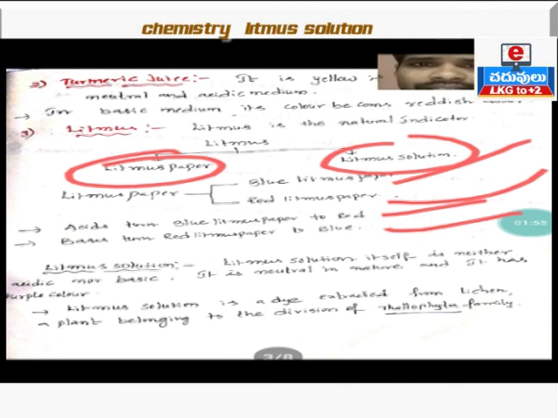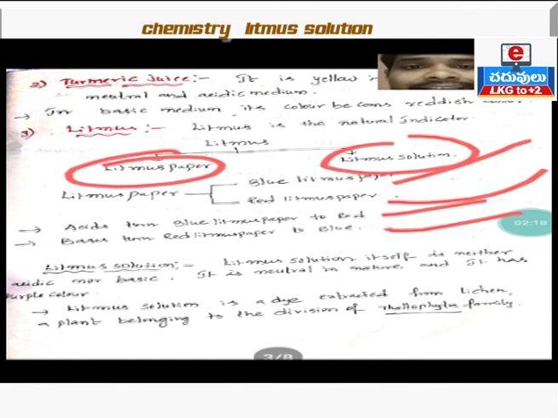Clear? So like this, we will test the nature of the substance by using litmus paper. Litmus paper is available in the form of two types, blue litmus paper and red litmus paper. Next, coming to litmus solution. Litmus solution is also one of the natural indicators. Just now I told you litmus is available in the form of paper and solution.